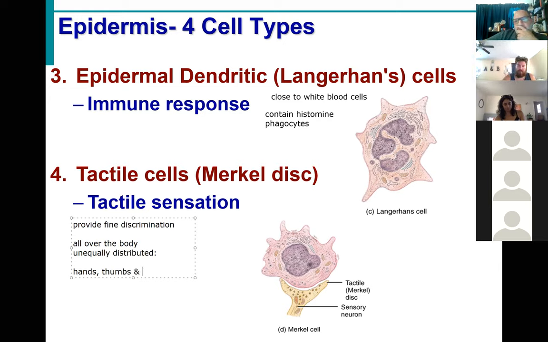Feet and toes. That's a good guess, but it's not actually the feet and toes. There's something else in the feet and toes we'll talk about a little bit later. Hands, especially the thumb, and one other place as well. The palm? Well, that would be part of the hand. You're right, palm of the hand, fingers, especially the thumb. Where else?